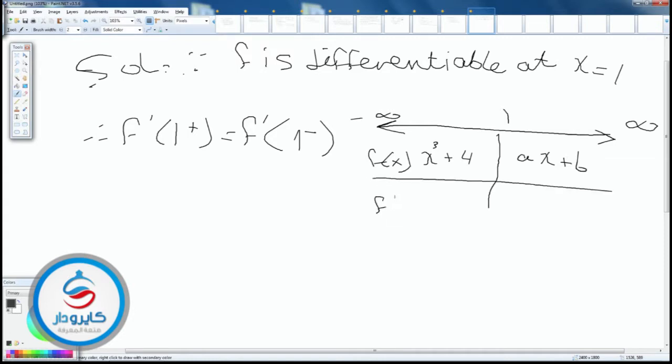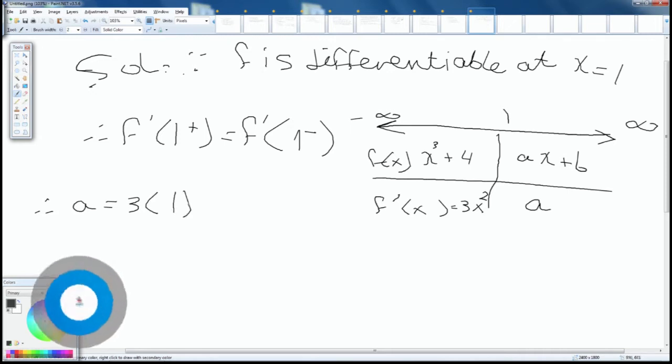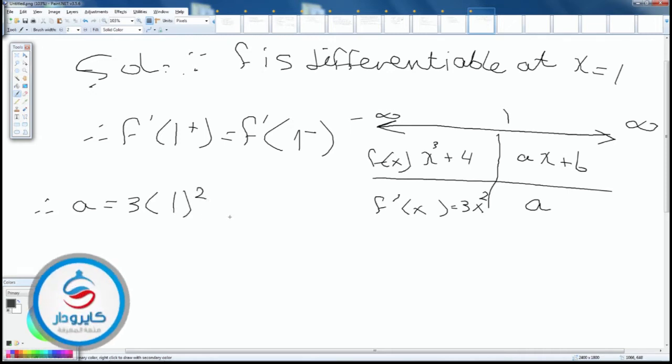First derivative of x cubed plus 4 equals 3x squared. First derivative of ax plus b equals a. Therefore, a equals 3 by 1 squared. Therefore, a equals 3.